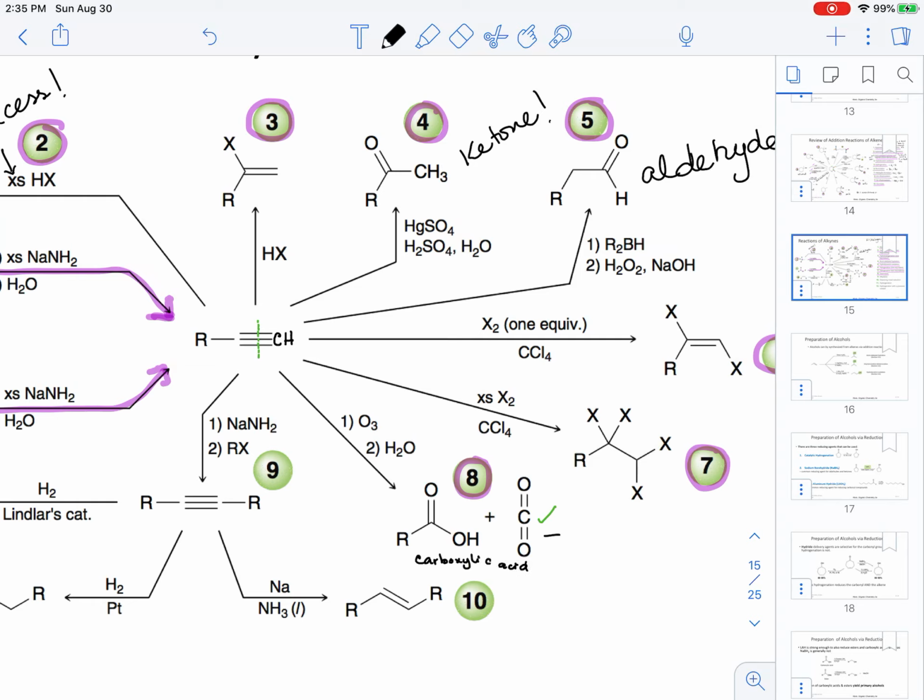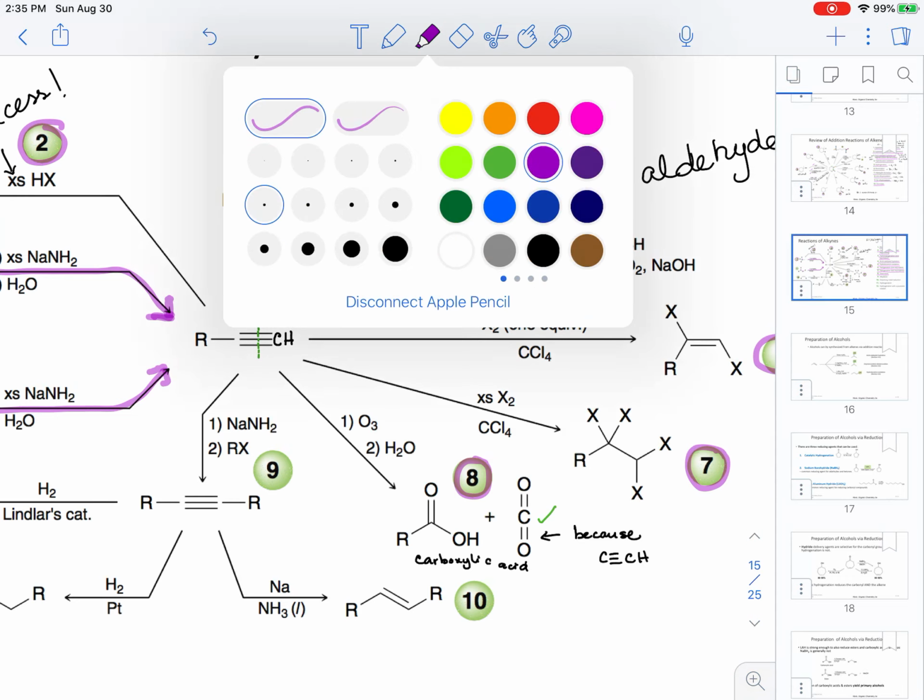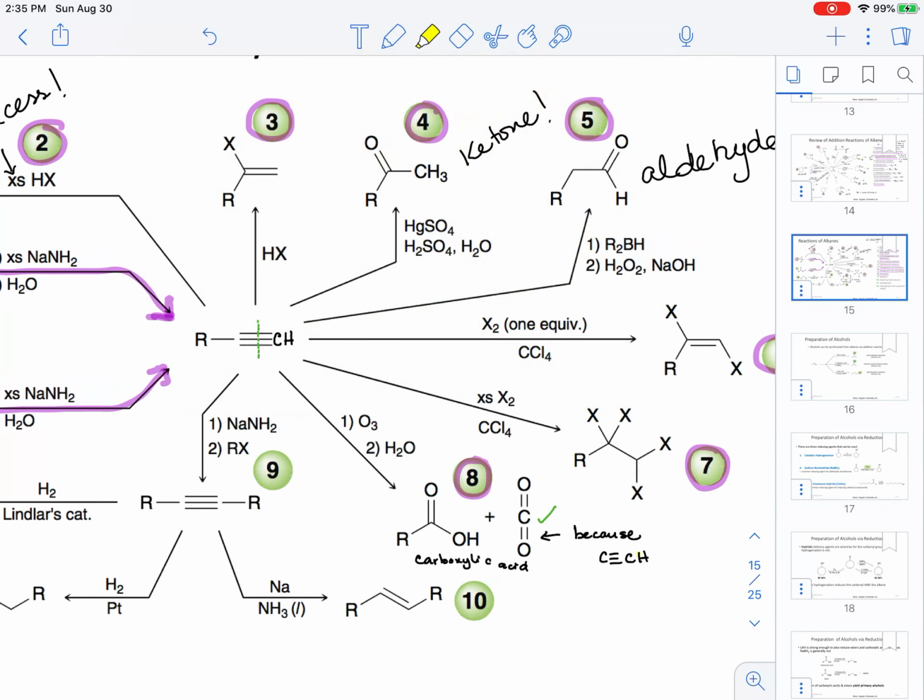Remember, this CO2 is because we have a CH. So I'm just going to highlight that CH. So that I highlighted in yellow is what produces that CO2.